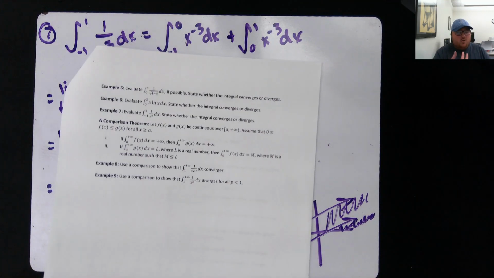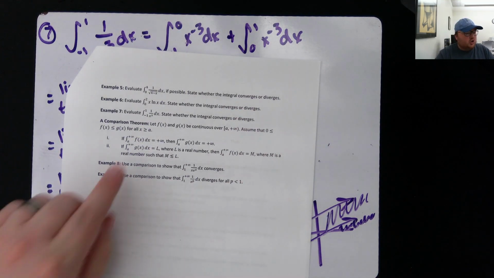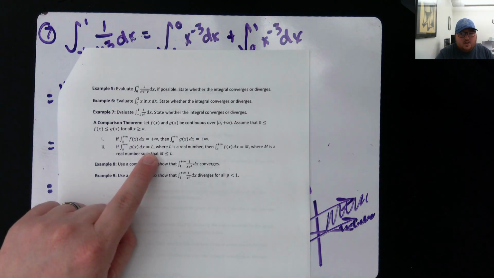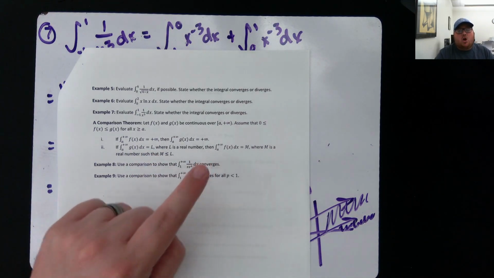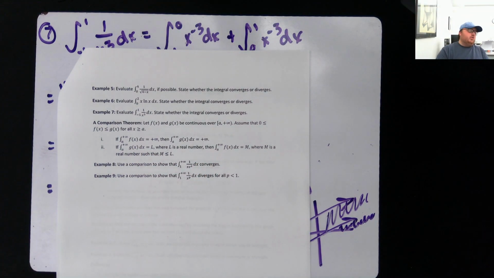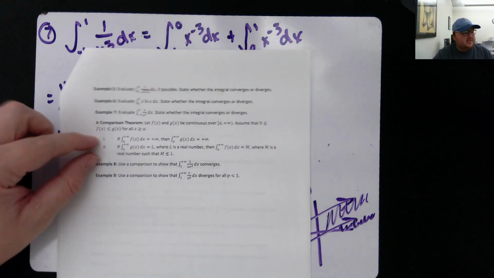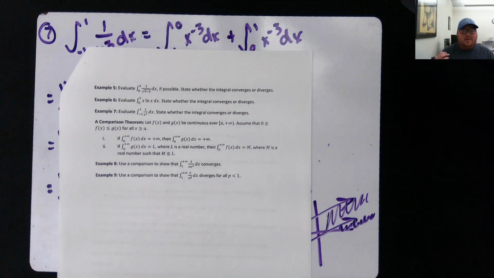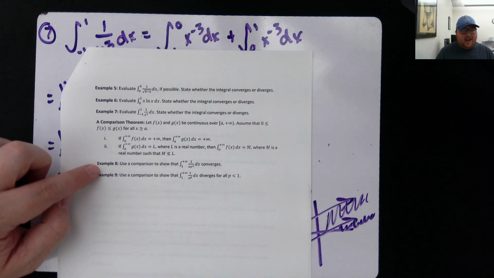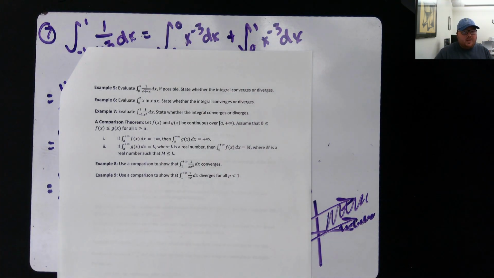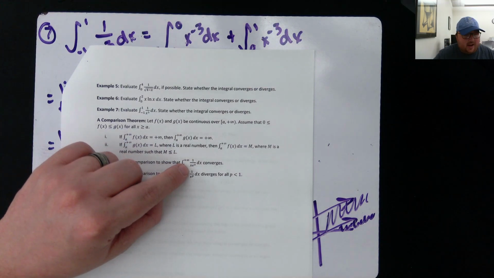On that same note, if I know the larger one converges, then the smaller one must also converge. Because if something that's large eventually stops, then a smaller one will also eventually stop. So this is going to help us do some that may be kind of hard. For example, on example number 8, I want to know something about 1 over x e to the x.